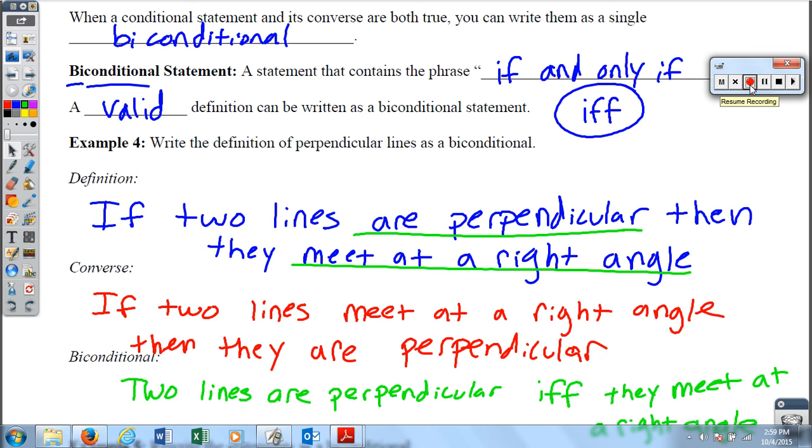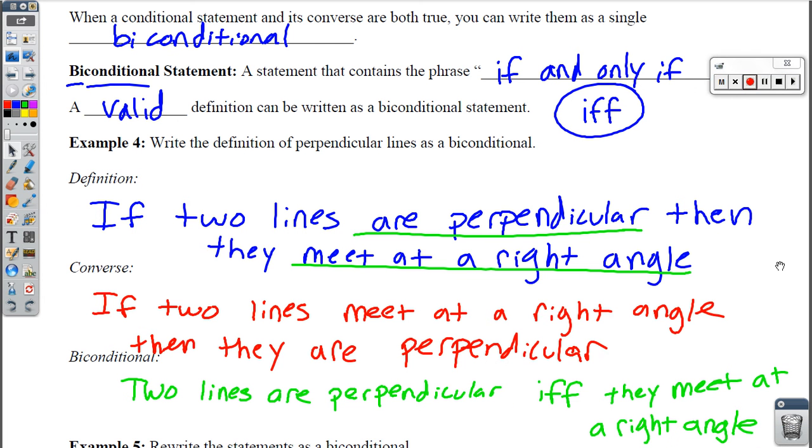Again, we could have written this the other way around. We could have said lines meet at a right angle if and only if they are perpendicular. That would have been just fine. Again, the IFF here means if and only if. So this is a way of joining these two conditional statements together into one statement.